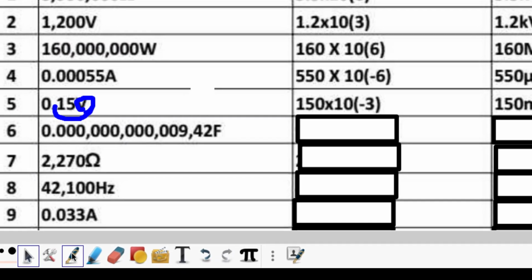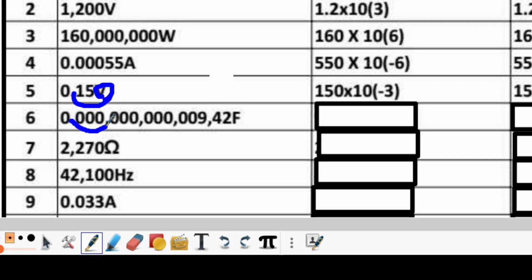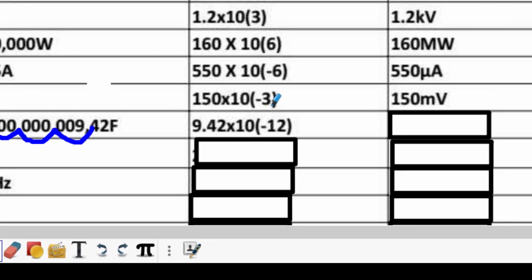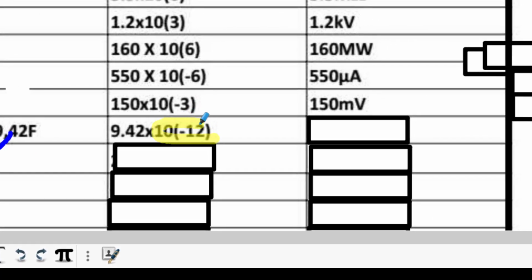All right, my next one, I'm going to go 1, 2, 3, 4, 5, 6, 7, 8, 9. I can't stop there. That would still be less than 1. 10, 11, 12. So it's 9.42 times 10 to the negative 12th. And I look at my chart up there, and it tells me that negative 12 is pico. So this would be 9.42 picofarads.